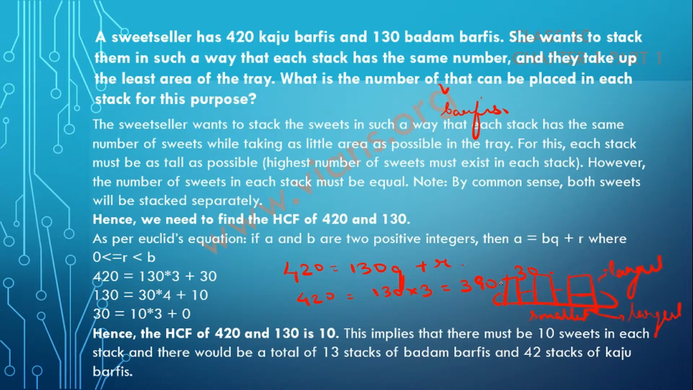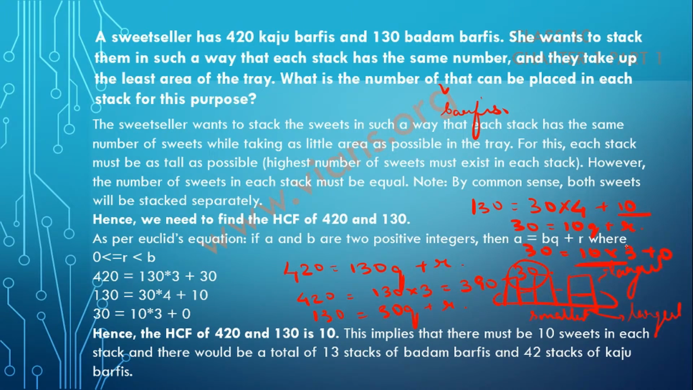Right? So we found that there is a remainder here, so we've got to solve it further. That becomes 130 is equal to 30 into Q plus R. That can be written as 130 is equal to 30 into 4 plus 10. Then 30 is equal to 10Q plus R, which is 30 is equal to 10 into 3 plus 0. Hence, what's the HCF?